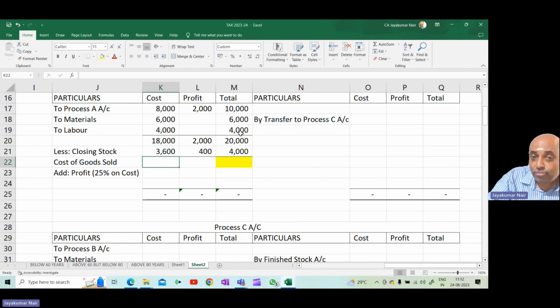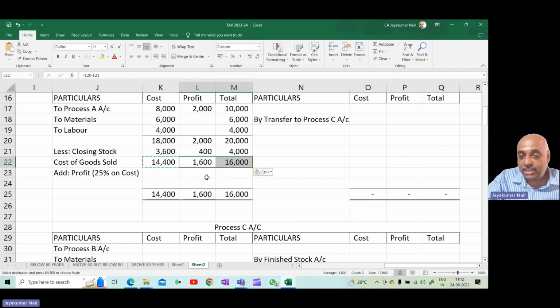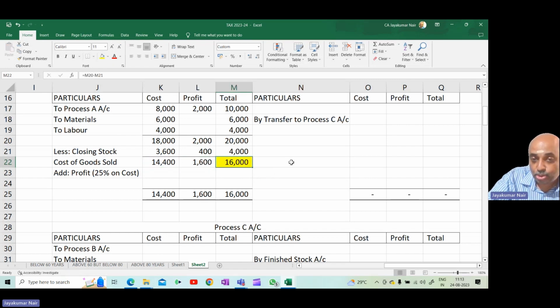Do you understand? For this particular process, closing stock is 4,000, which is at the transfer price. So if you want to find out what is the value of goods which is passed on to the next process, cost is 14,400. And 16,000 is the cost to this particular process. And the profit so far added from the previous process is 1,600. But cost to this particular process is 16,000.